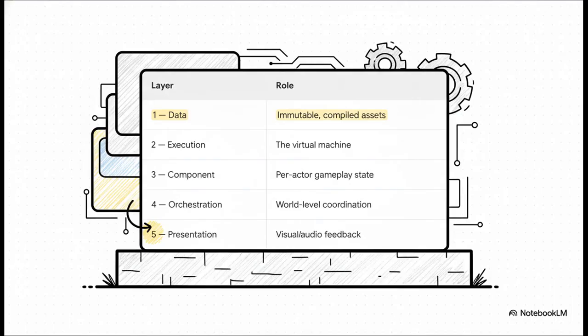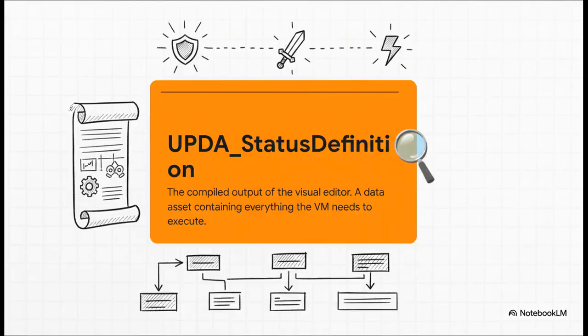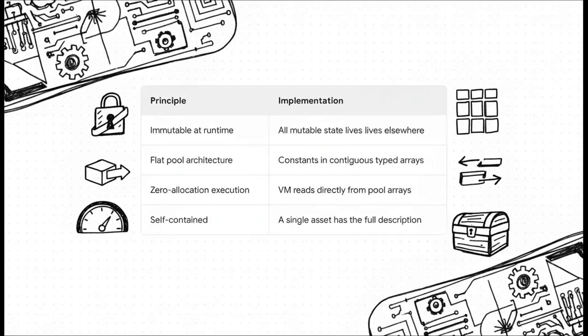Okay, so it's built in layers. We're diving right into layer 1, the data, where performance begins. Here's where we find the most important piece, an immutable, compiled asset called the status definition. So what is it? Think of it like a pre-compiled blueprint for any status effect in the game. This blueprint follows 4 key design principles, all aimed at one thing: maximizing runtime performance.